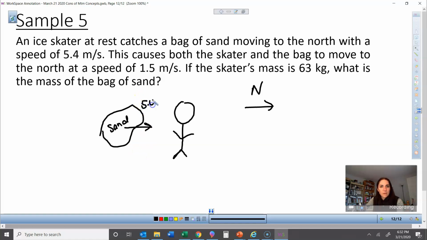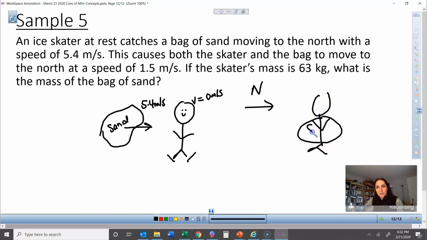And this is going 5.4 meters per second. And this person's at rest with ice skates on. And then it causes both the ice skater and the person holding the sand now to move together at 1.5 meters per second.